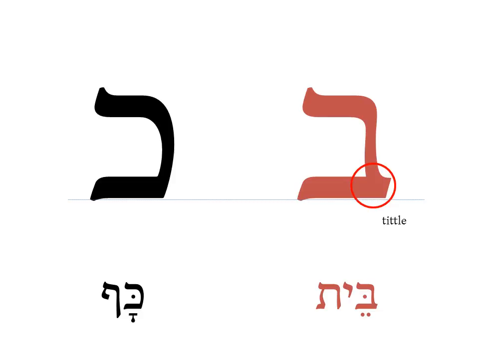Now let's look at Beit and Kaf. In Beit, we have a tittle at the bottom right, whereas in Kaf, we have no tittle. So the main difference between Beit and Kaf comes in the lower right of the letter. These are very easy to mix up.